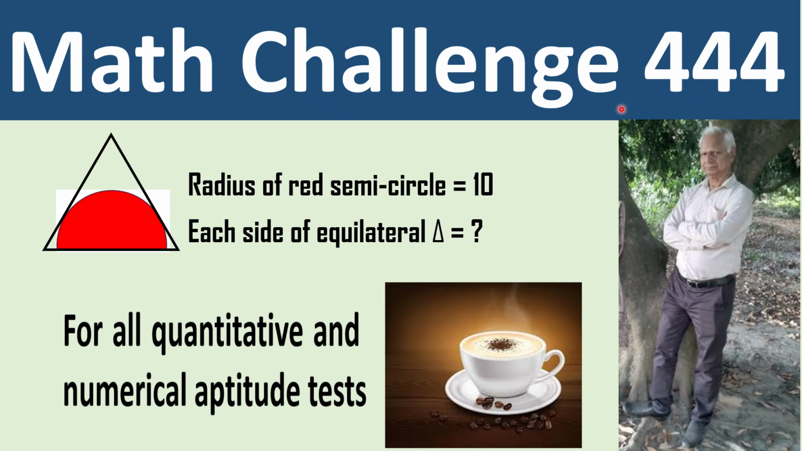In Math Challenge 444, we have an equilateral triangle and a red semicircle as shown. The radius of the semicircle is 10, and we have to find the side of the equilateral triangle, that is, each side of the equilateral triangle if the radius of the semicircle is 10 units.